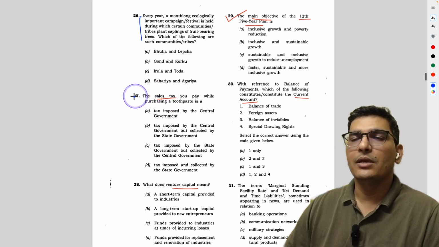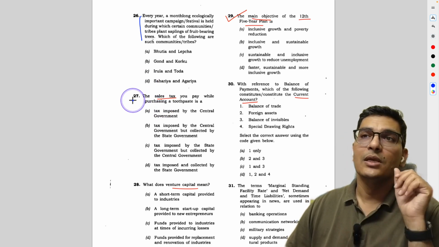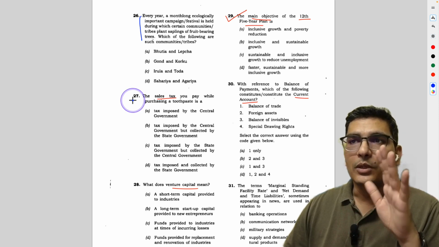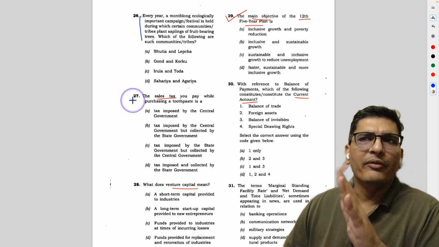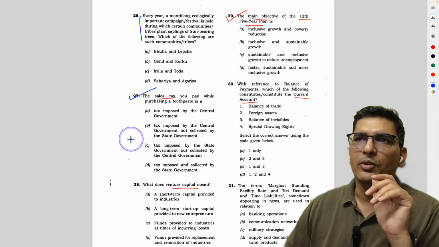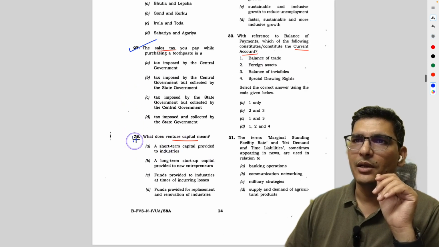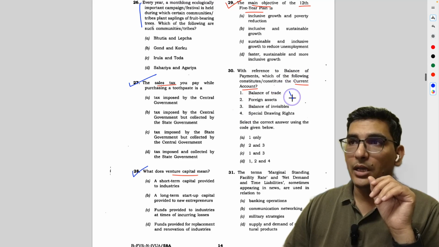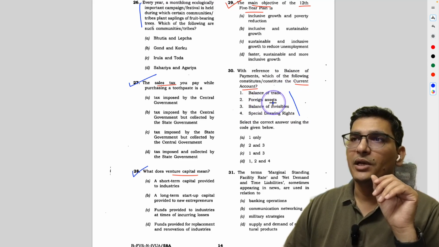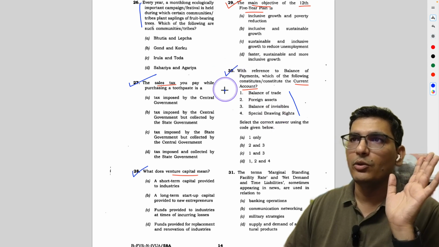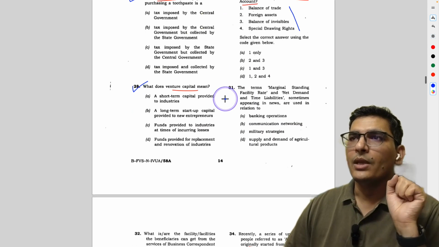Yes, this is an economy question, right? These are questions which can be done very accurately with just a little bit of thinking, right? So this is a question surely you should be doing correctly in round 2. Venture capital, again doing in round 2. 30th question, again this is a knowledge question: balance of trade, assets, invisibles, special drawing. It's a question you should be surely doing in round 2.